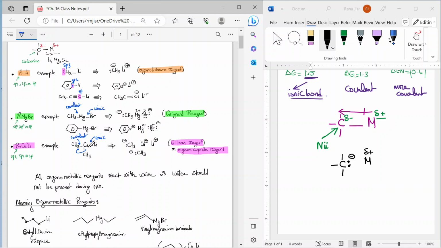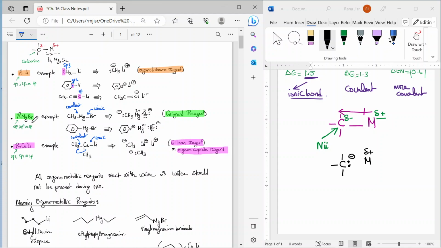Charges need to balance out to 0, so the carbons need to be negative charges each. Copper is positive and lithium is going to be +1. This is called a Gilman reagent. Another name for it is an organocuprate reagent. We're going to go with both names.